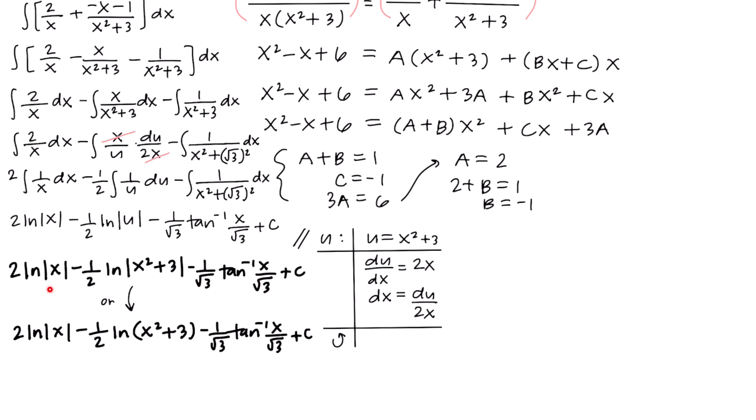So here's our final answer, and then instead of absolute value, because this will always be positive, you can rewrite it as ln of parentheses x squared plus 3. But again, either of these is totally fine, and that's your final answer.